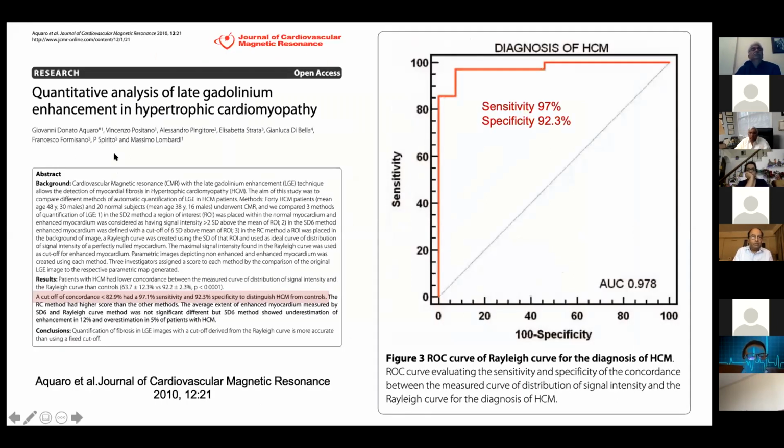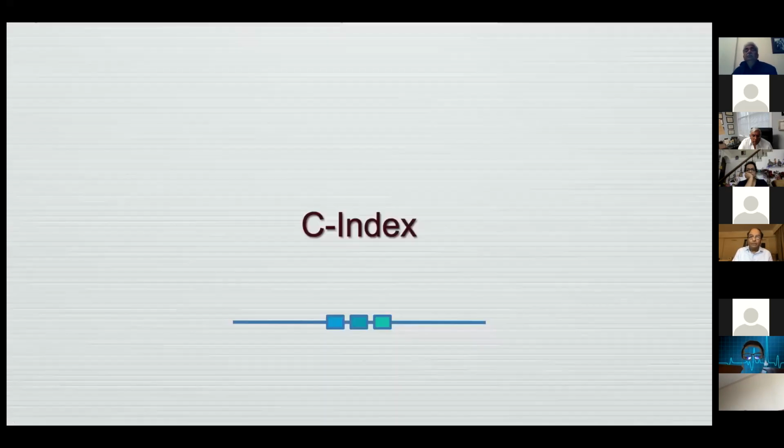Another example. That's another recent paper: quantitative analysis of late gadolinium enhancement in hypertrophic cardiomyopathy. They wanted to look at the ROC curve, and here they found that the area under the curve is very good. This is a very outstanding ROC curve, where the sensitivity is very good, 97%, and the specificity is 92%, with very low false positive rates. So that's how we look at ROC curves.